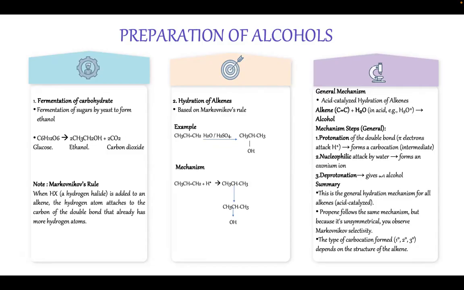Propene follows the same mechanism, but because it is unsymmetrical, you observe Markovnikov selectivity, where the type of carbocation formed, whether primary, secondary or tertiary, depends on the structure of the alkene. So based on Markovnikov's rule, when HX, hydrogen halide, is added to an alkene, the hydrogen atom attaches to the carbon of the double bond that already has more hydrogen atoms.